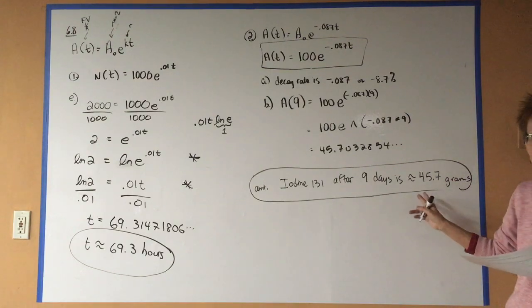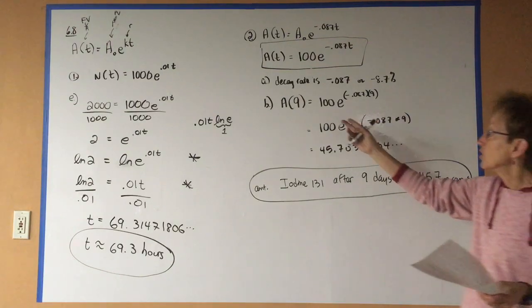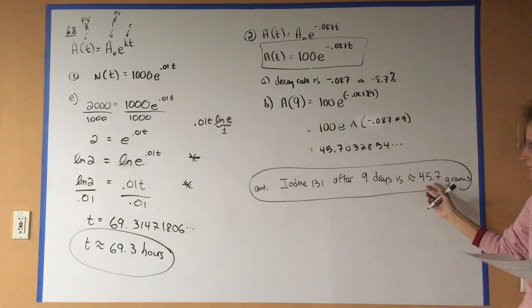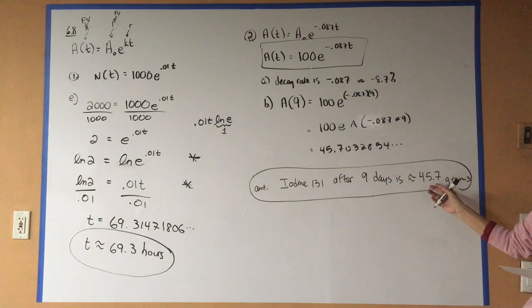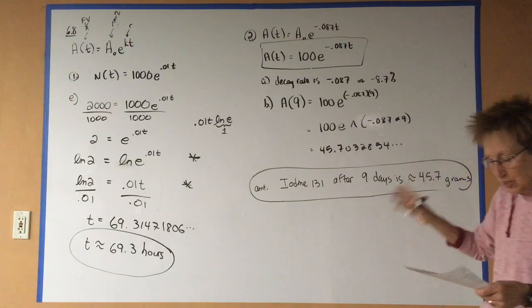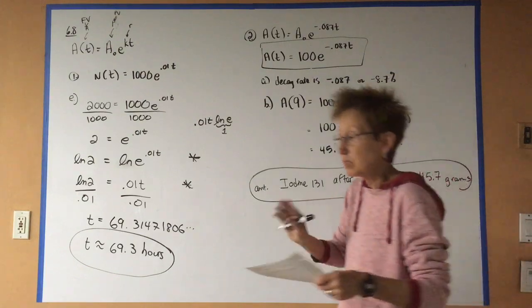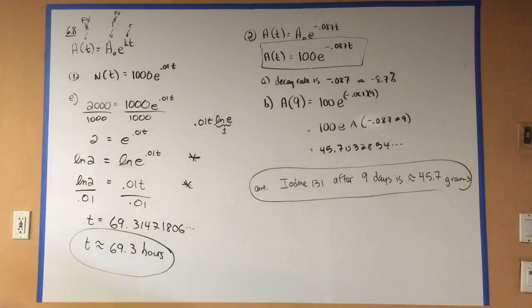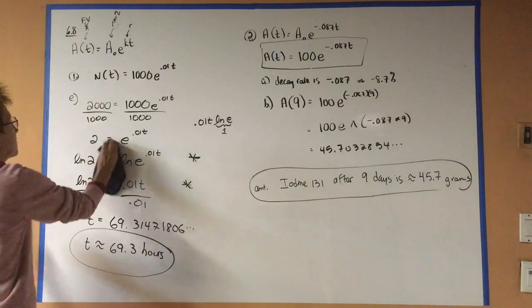Does that make sense? Remember we said it's decaying. It started at 100. Awesome, it's down to 45.7 grams after 9 days. That's good. It's decaying. It's getting smaller, which is what should be happening if I'm figuring things out correctly.